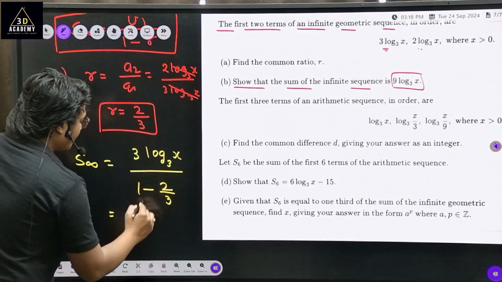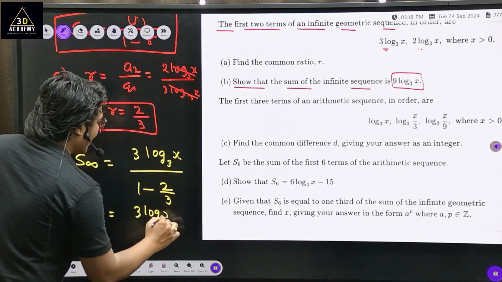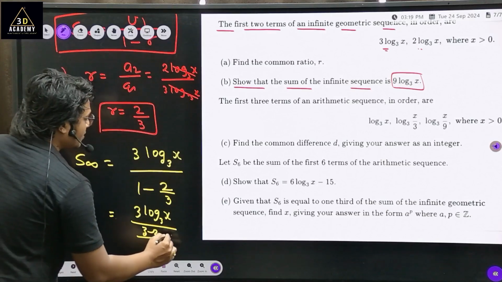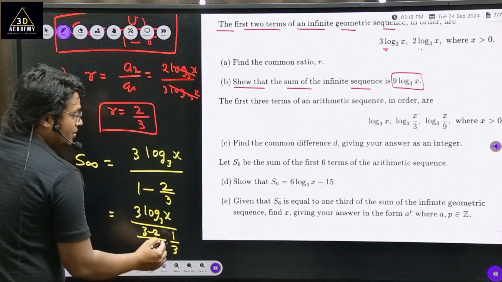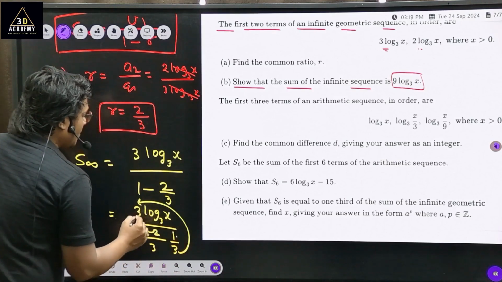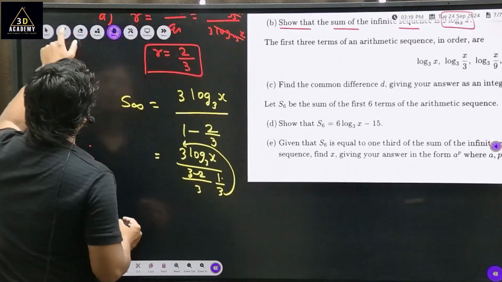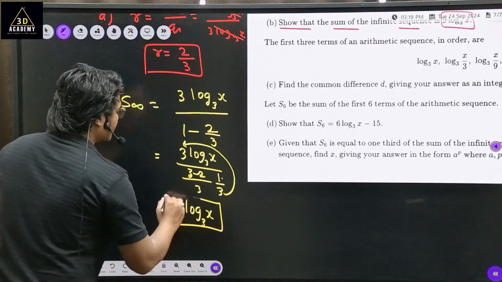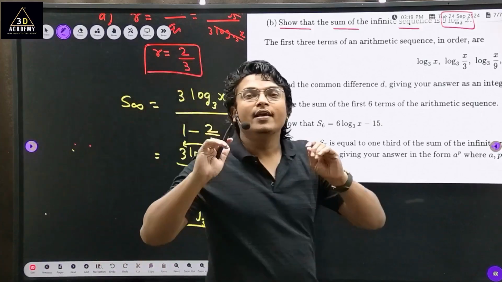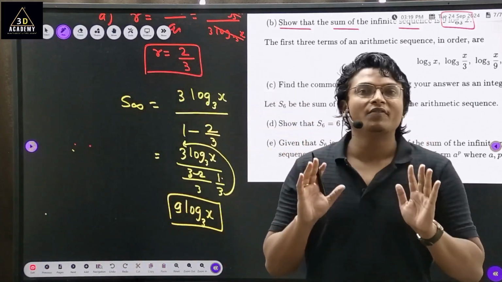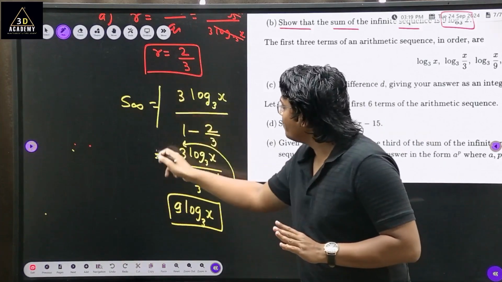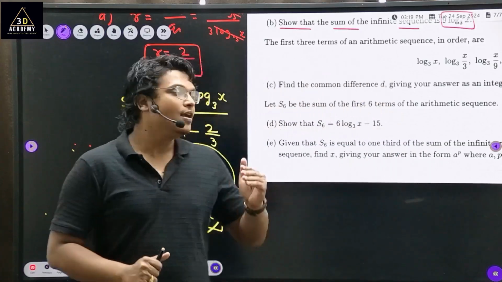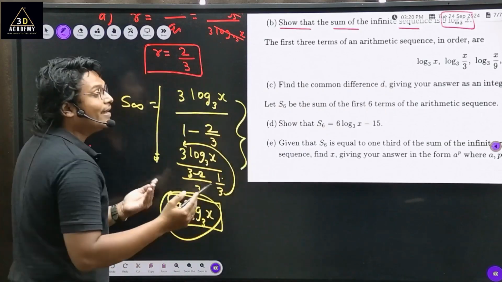Cross multiply. You will get 3 log 3x upon 3 ones are 3 minus 2 upon 3. So 3 minus 2 is nothing but 1, and upon 3 will be as it is. Denominator of the denominator gets into multiplication, so we will write it as 3 into 3, that is nothing but 9 log 3x. You don't have to do anything else. Whenever they are asking show that, prove that type of question, even if you follow some basic steps and directly write the final answer, you'll still get the marks. Getting it? What they want is that you first write down the steps.